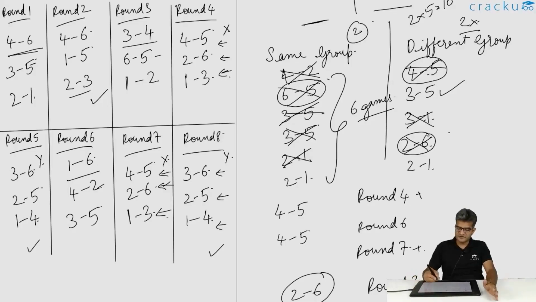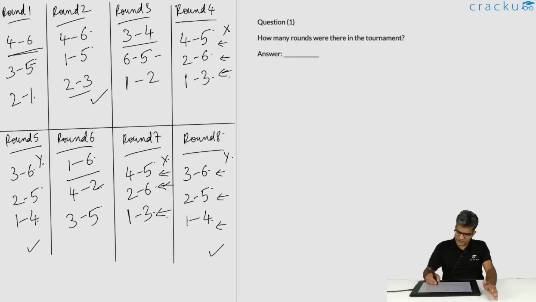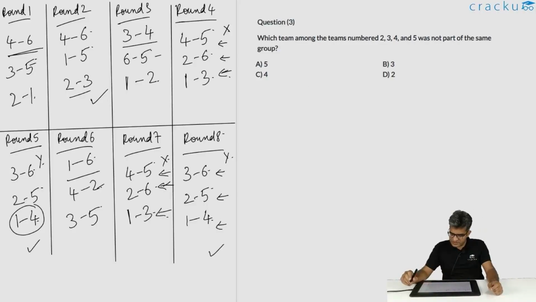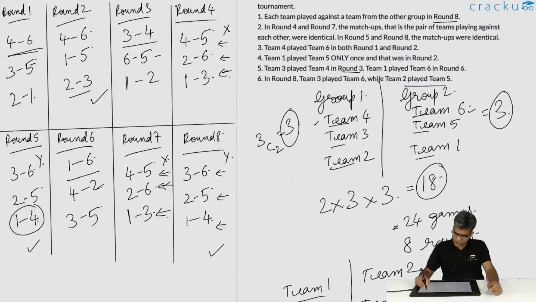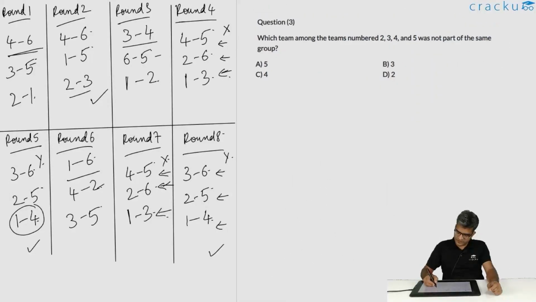Let us go ahead and answer the questions that follow. How many rounds were there in the tournament? 8 rounds were there in the tournament. What is the number of the team that played team 1 in round 5? It has to be 4. Which team amongst the teams number 2, 3, 4 and 5 was not part of the same group? 2, 3, 4 are in the same group. 5 is not part of the same group.